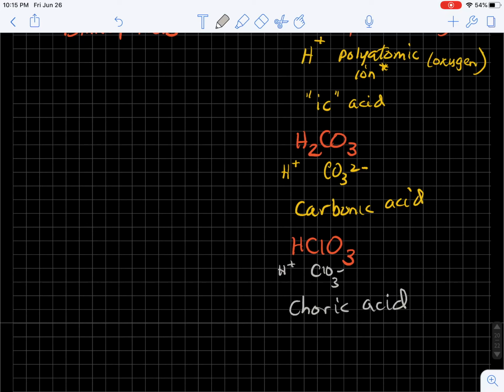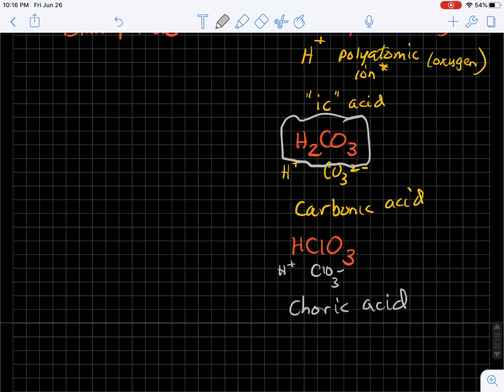Okay? So any of these polyatomic groups, if it has phosphate, it's called phosphoric acid. Notice it doesn't matter how many hydrogens you have. The hydrogens are just there to balance the charge. So carbonate was negative 2, so we needed 2 hydrogens to get my formula H2CO3. If it's nitrate, it's nitric acid. If it's sulfate, it's sulfuric acid.